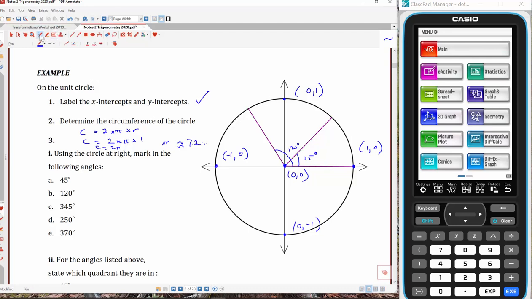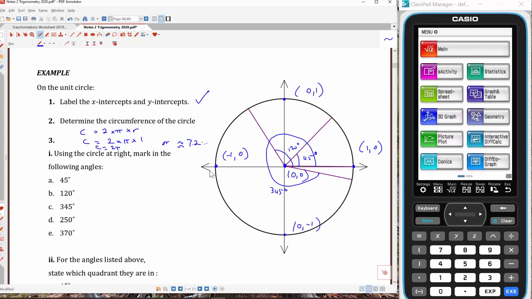345. Okay, so 345 is 15 less than 360. Again, I'm not measuring this, I'm just approximating. That would be 15 degrees short of a full turn. We start here and open up. It's the world's worst marked angle, 345 degrees.